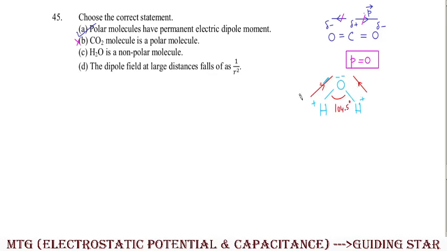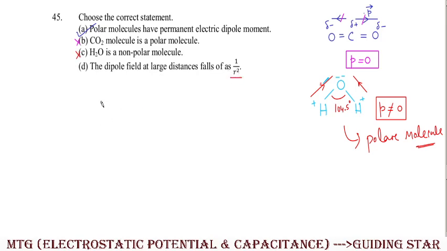So these two dipole moments will not cancel each other. That means this H2O molecule will be a polar molecule, it will have some dipole moment. Its dipole moment is not zero, so it is a polar molecule. But here it is saying that it's a non-polar molecule, so that is also wrong. Then, dipole field at large distance falls off as 1 upon r square.